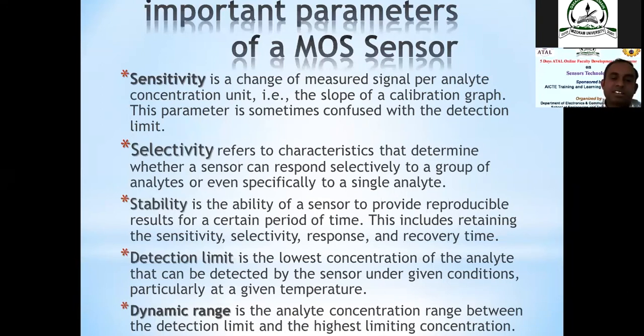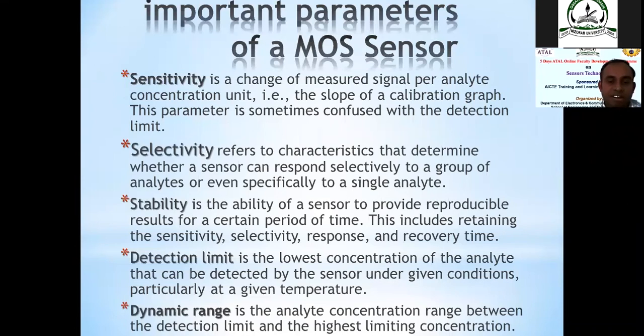They can sense a number of gases. So the change in the material characteristics can be done for different types of gases. But whenever we choose any specific gas sensing, then we have to think about whether it is responding to that specific material or not. So selectivity means the sensor responds to a specific group of analytes, or even, as specified, a single analyte only.